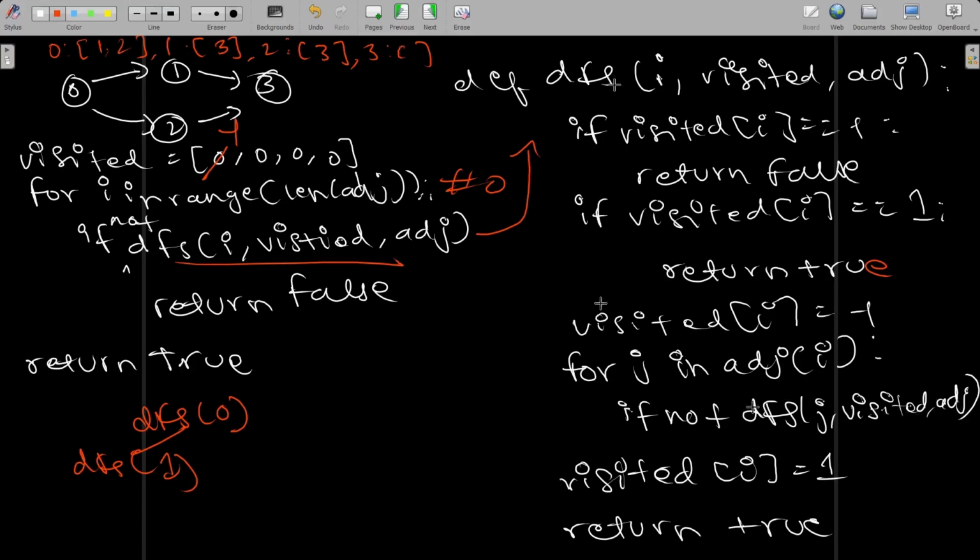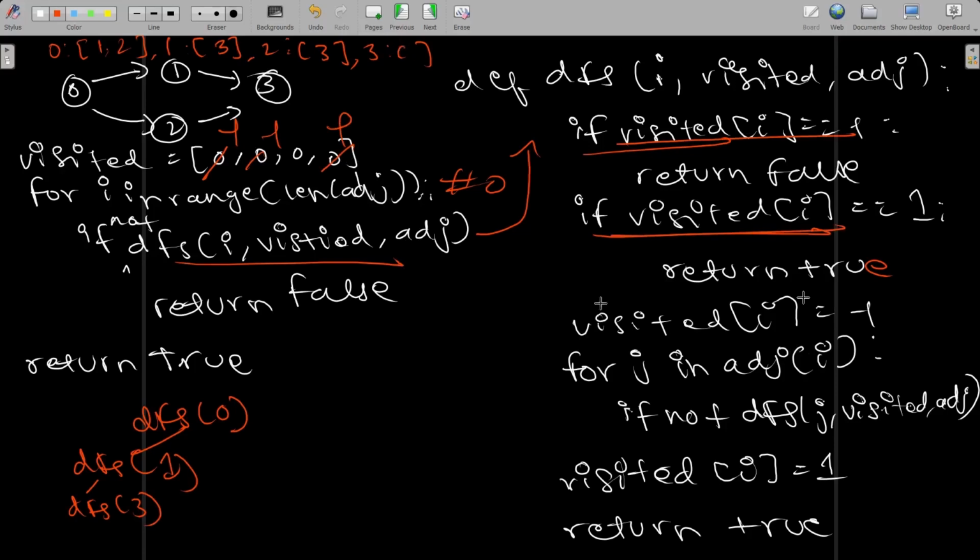When we perform a DFS call on 1, we go back over here and check if visited of i is equal to -1. It's not equal to -1 and not equal to 1, so we change this to -1 over here. And then we perform a DFS on 3. After performing a DFS on 3, we again change this to -1 because these two conditions are not true.